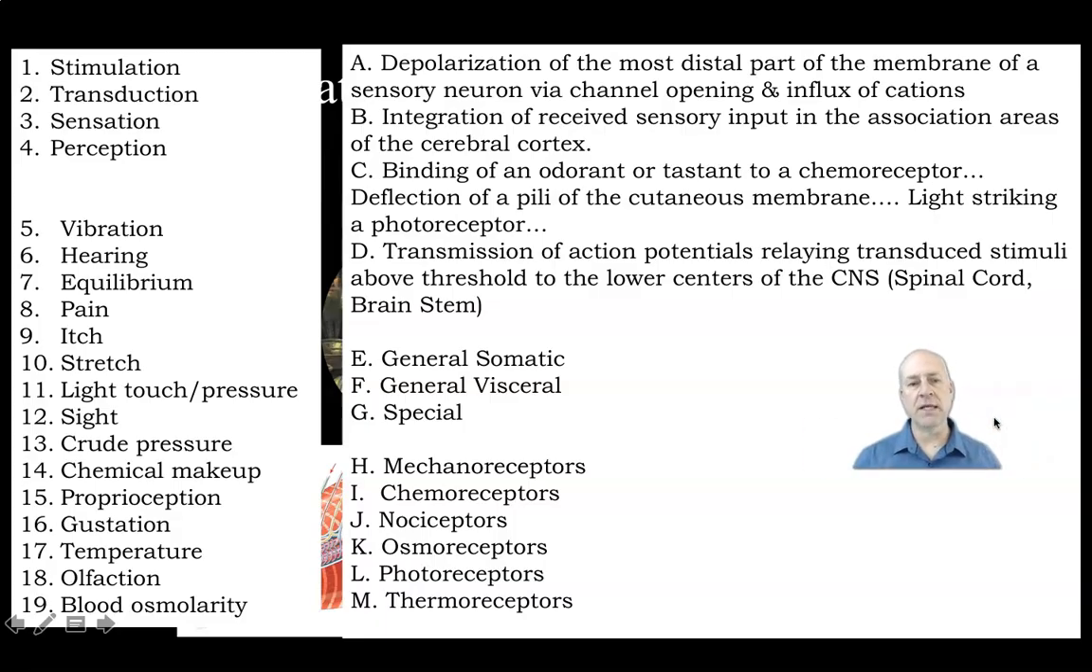And then 5 through 19 are a series of different, really specific sensations, and we'll categorize those twice. First, we'll categorize them as general somatic, general visceral, or special. Then we'll characterize them by which of those 6 specific types of receptors, H through M, handles them: chemical, nociceptive (pain), thermo, osmolarity, all those types of receptors.